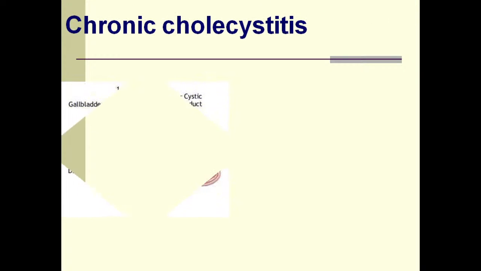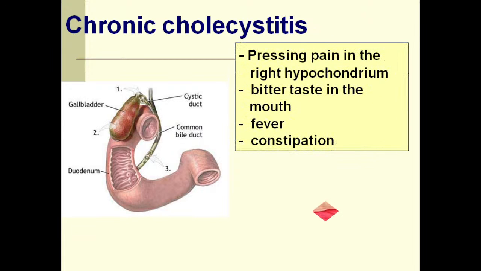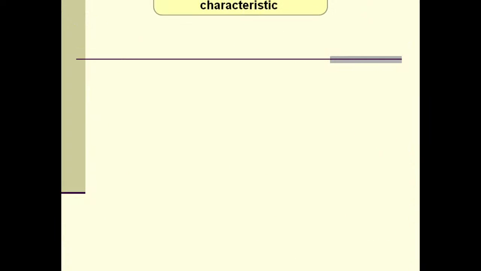At the end of our lecture, I want to stop on characteristic pathology of the gallbladder and pancreas. More often, we'll meet the patient with chronic cholecystitis, inflammation of the gallbladder. Such a group of patients feels pressing pain in projection of the gallbladder, right hypochondrium, which is accompanied with bitter taste in the mouth and constipation as a result of dyspepsia, and subfebrile fever, which indicates an inflammatory process.